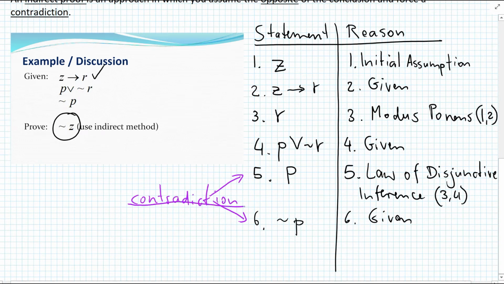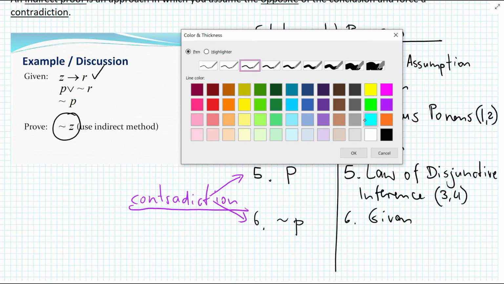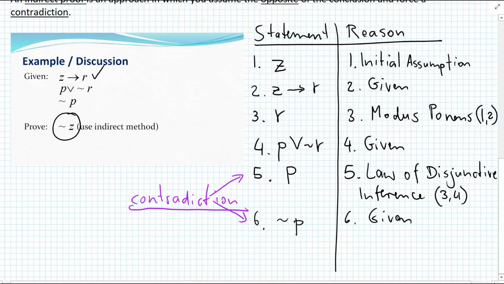And that's the thing. We actually just assumed the opposite of the conclusion. We forced a contradiction. Let me underline this here a little better. There you go. We forced a contradiction. Now, if we have a contradiction, what does that actually mean? What can we say about our initial assumption since we have a contradiction? That the initial assumption was false. Therefore, not Z has to be true.